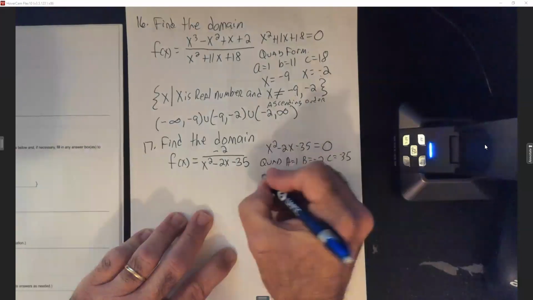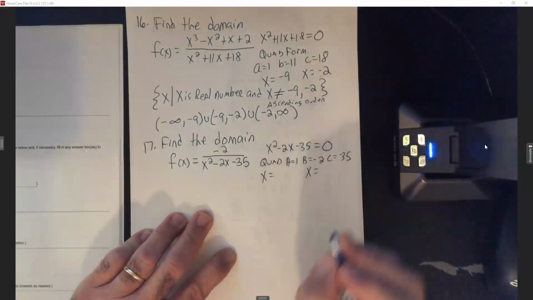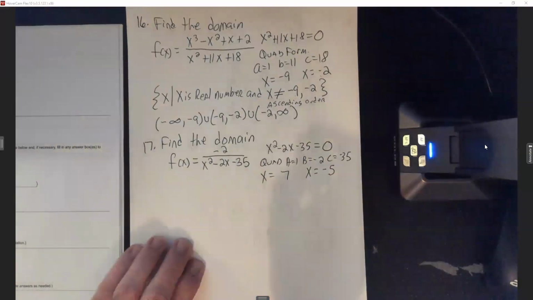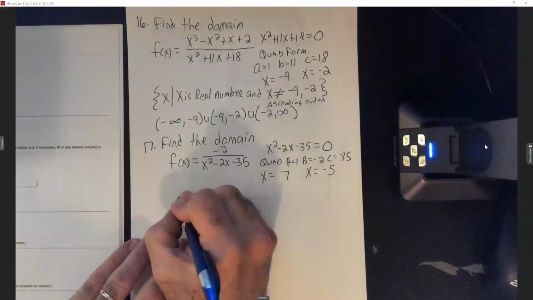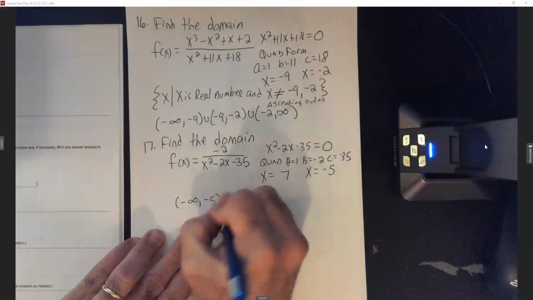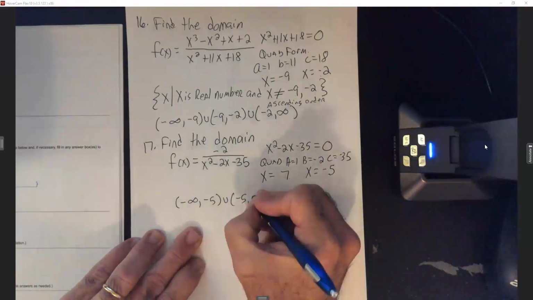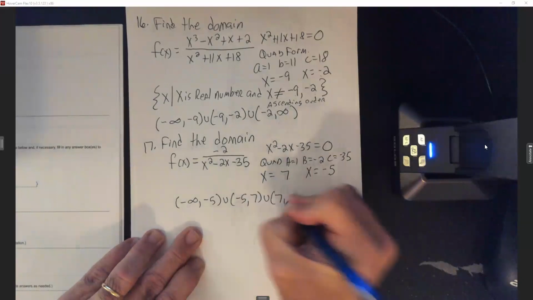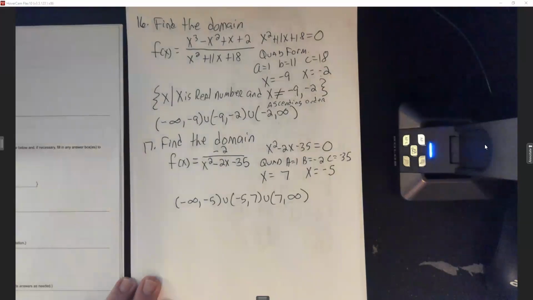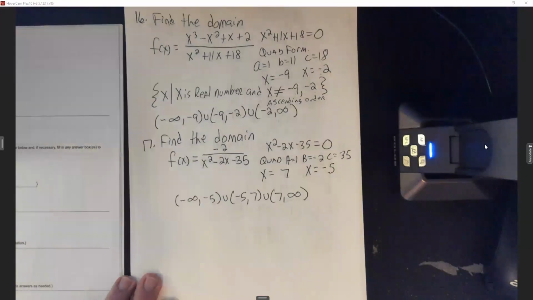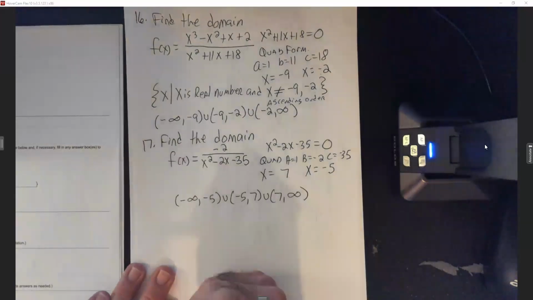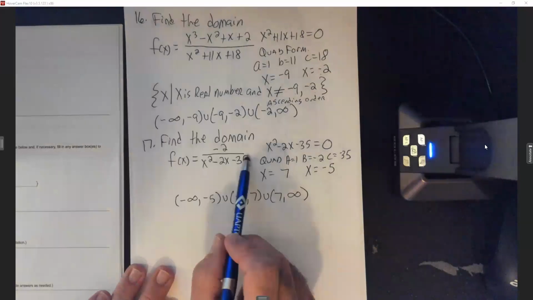If you hit quad, it'll give you two answers. It'll give you a +7 and a -5. So putting that in our intervals, we start at -infinity till we hit that -5, union that -5 till we hit that 7, and then union from that 7 till we get to +infinity. All right, so 16 and 17 basically to me are the same problems. Don't worry about those tops because I didn't mess with them tops, okay?